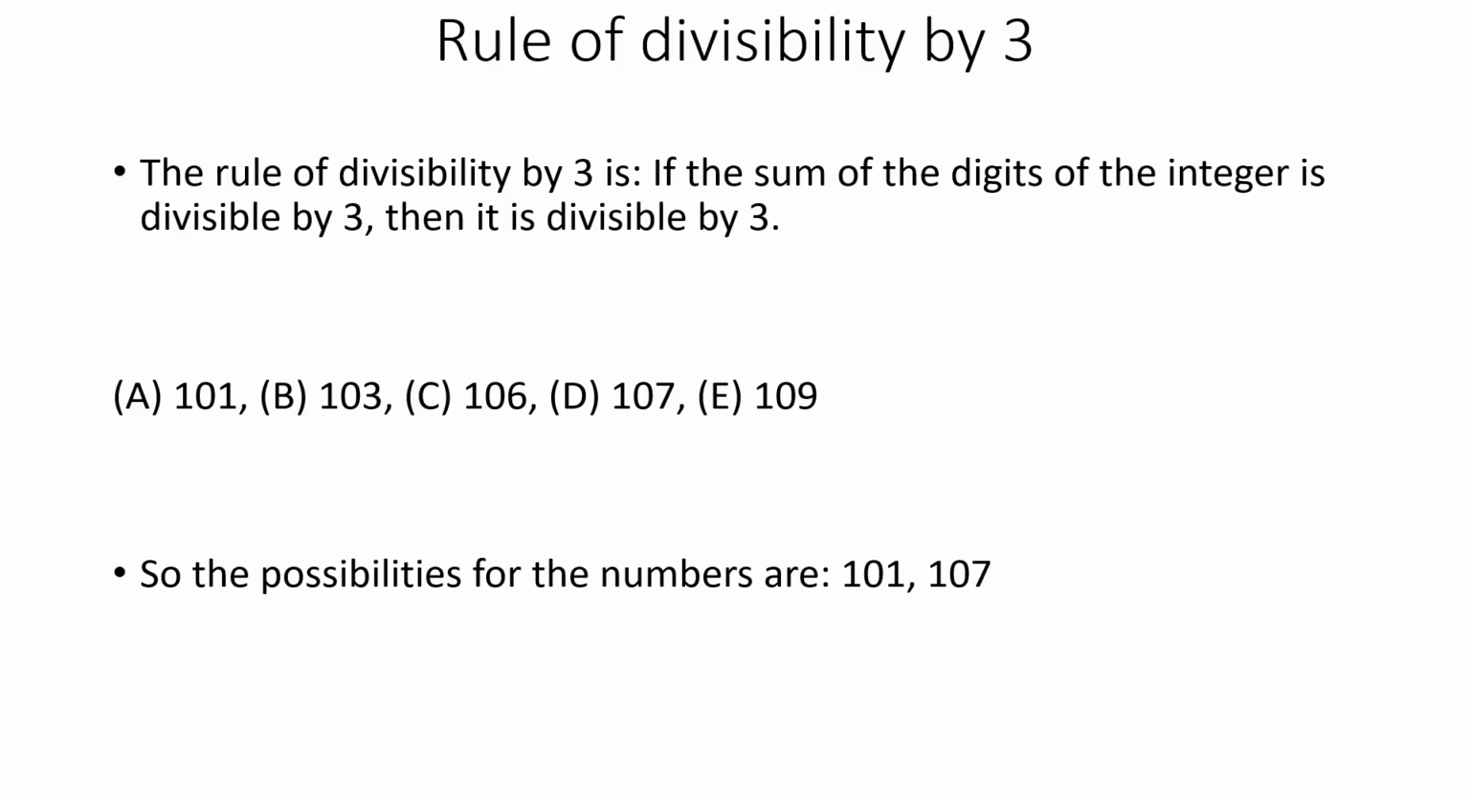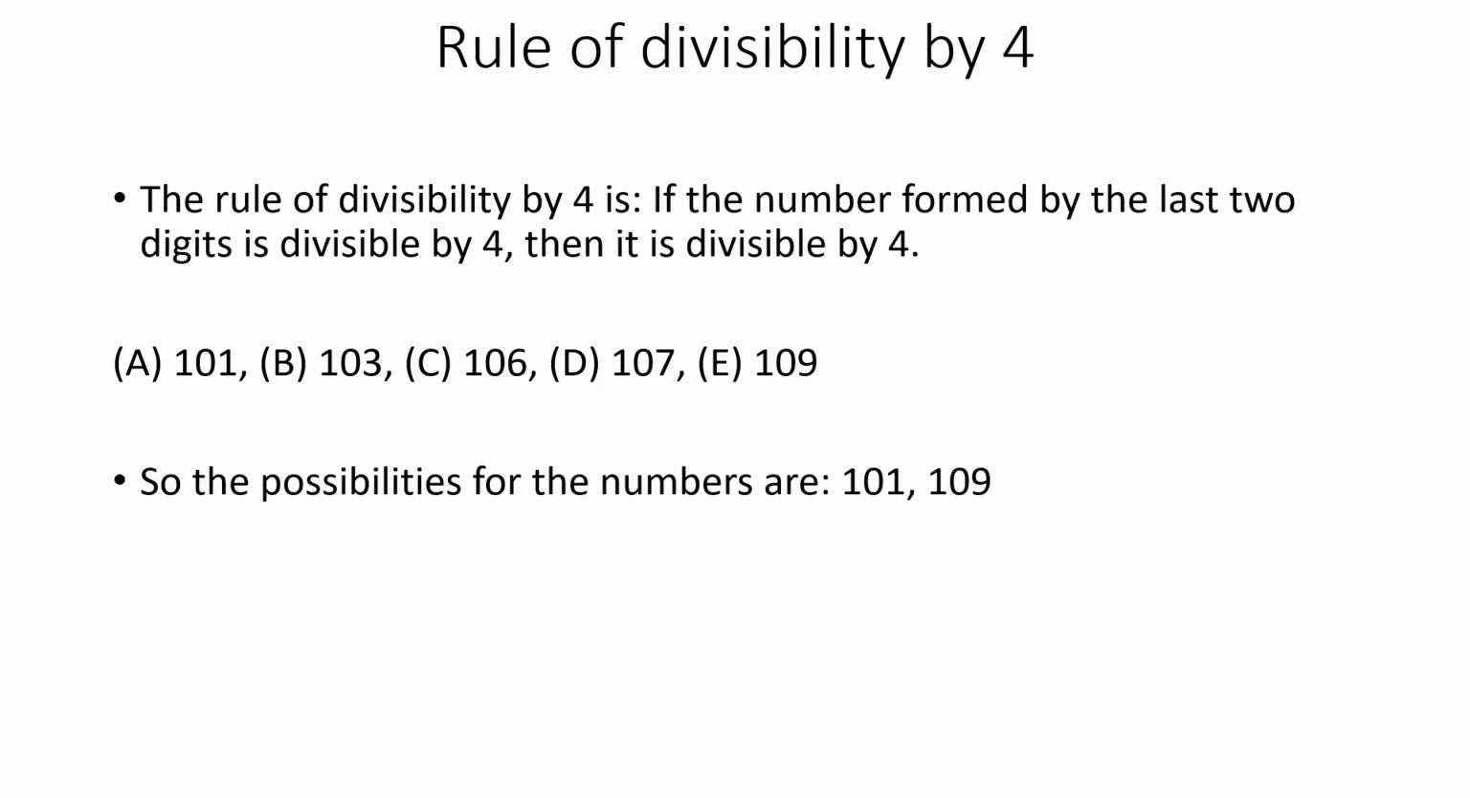Now, logically, out of all these 5 options, when you subtract 2, you would get a multiple of 3. So when you do it to each of these numbers, you get that the possibilities for the numbers are only 101 and 107, because only these numbers, when 2 is subtracted from it, gives us a multiple of 3.